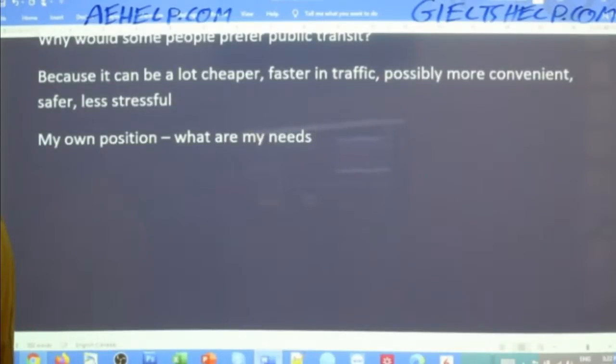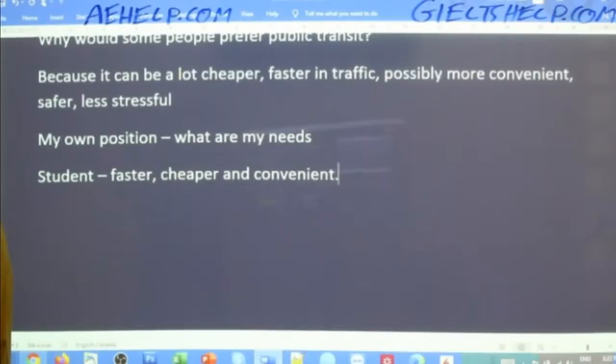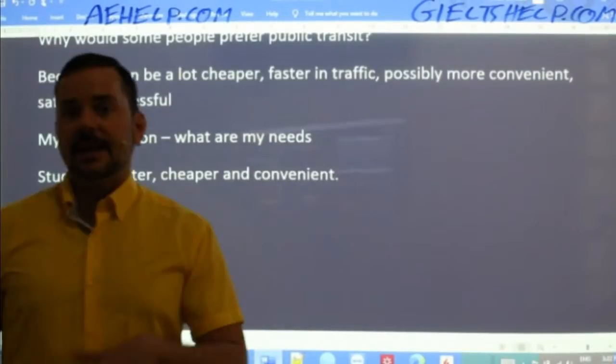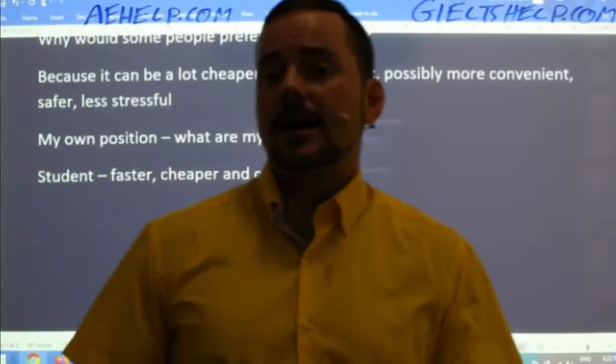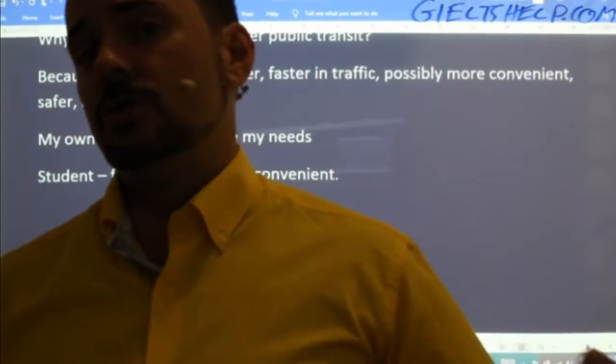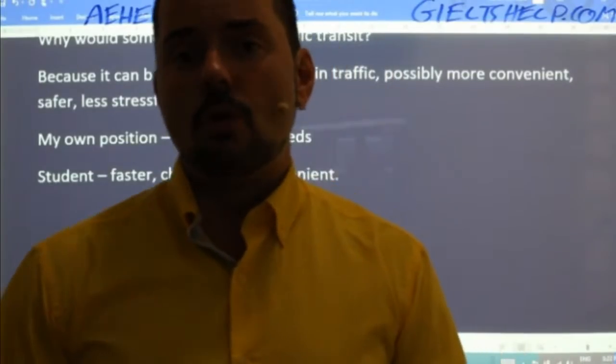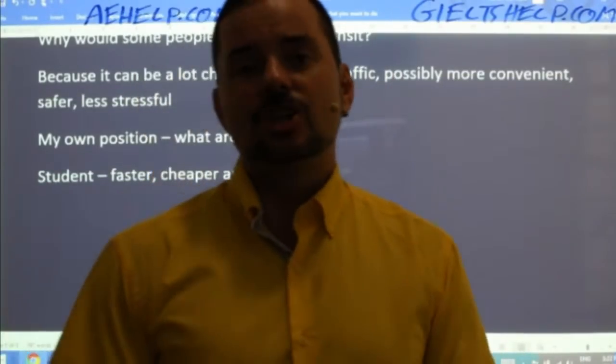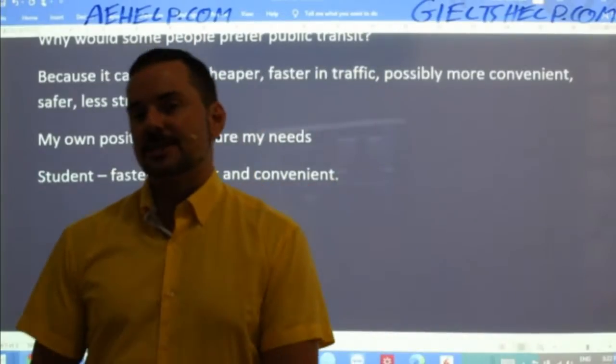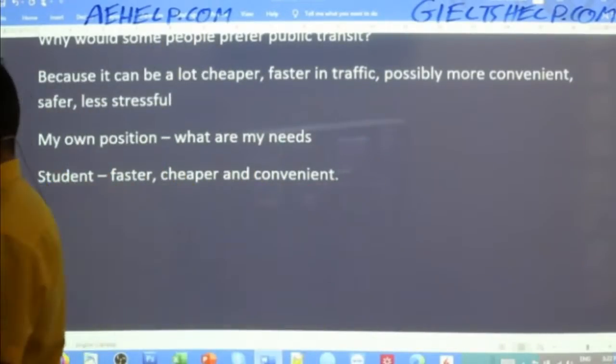Okay, I'm going to go with a simple one here. So student: faster, cheaper and convenient. Okay. So I'm going to say I'm a student in this case. I use public transport to go to university and back. And in this way, it's a lot more logical, rational for me to use public transit. Okay, so I'm going to do it this way in this case.